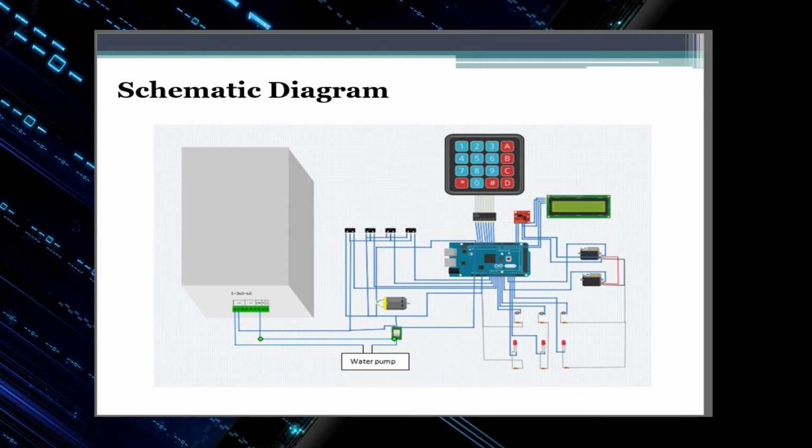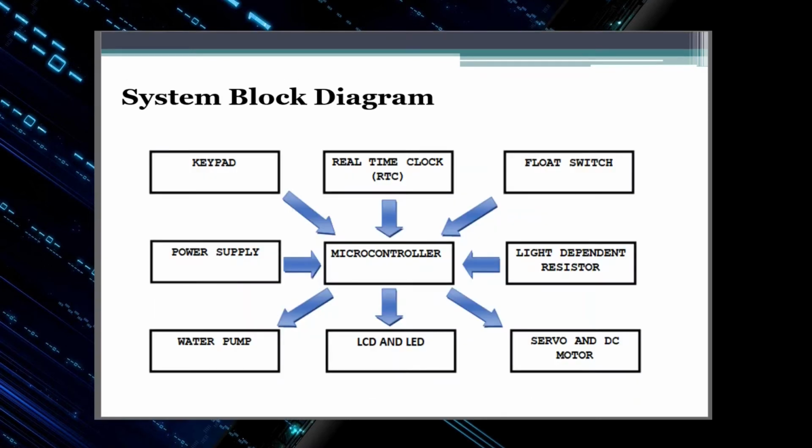The two servos are connected to analog pin 4 and 5. The three LDR are connected to analog pin 6 to 8. LEDs are connected to analog pin 11 to 13. The negative pin of the water pump is connected to the common of relay, and the positive pin is connected to the positive of power supply. Relay is connected to digital pin 12. DC motor is connected to digital pin 11.